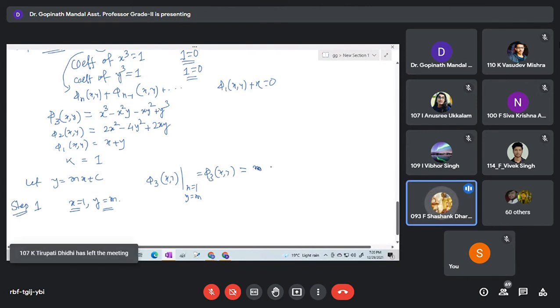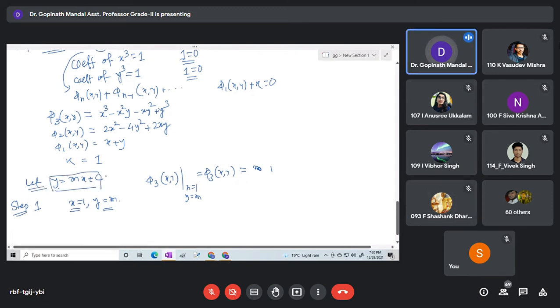Sir, shouldn't y be m plus c? Because if we put x equal to 1, we still have that c part left. Sir, what about y equal to mx plus c? This is our asymptote. Now we have to find m and c. Asymptote is a straight line, so we have to find the value of m and the corresponding value of c.